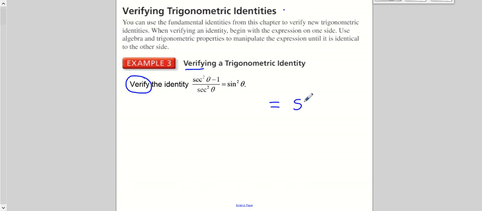So this far right side is going to stay a sine squared theta. It is okay to work with either side, but as a general rule, you're going to try to simplify the side that looks more complicated, so that you're working it very similar to what we did in example 2. We're going to take this and try to simplify it and hope and cross our fingers that it turns out to be sine squared theta. All right, secant squared theta minus 1. Let's go back and look at our identities.